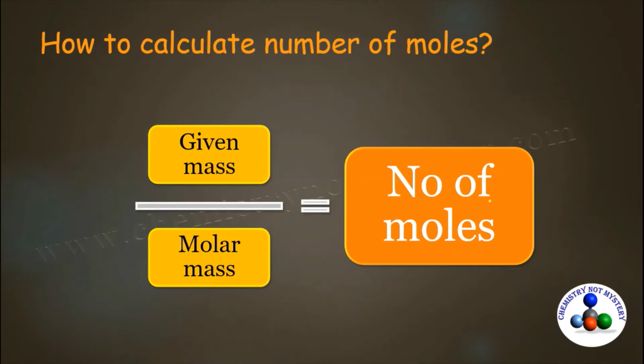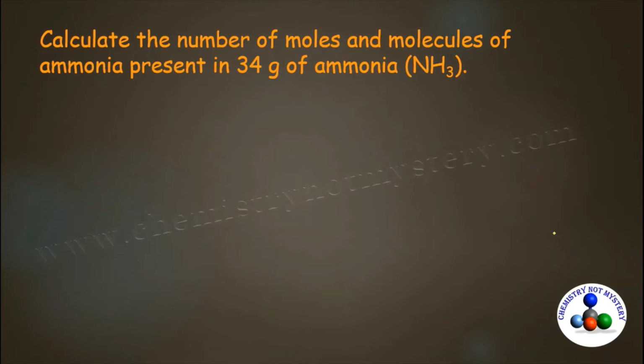So you can calculate the number of moles also, by using the formula: given mass divided by molar mass is equal to number of moles. Now let's apply this formula to solve a problem based on it. Calculate the number of moles and molecules of ammonia present in 34 grams of ammonia. Its formula is NH3. We have the formula number of moles is equal to given mass divided by molar mass.